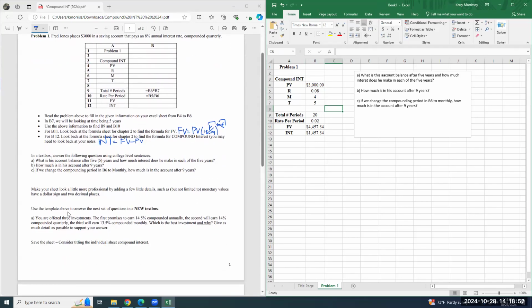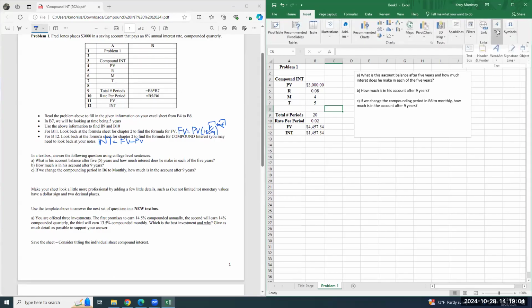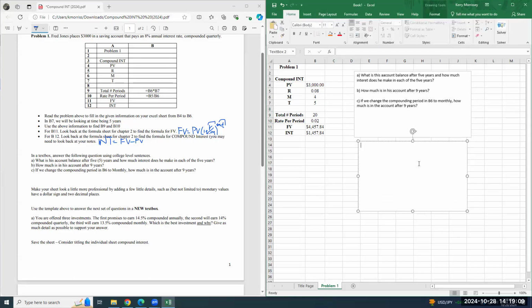Now it says, use the template above to answer the next set of questions in a new text box. So let's insert a new text box here. And it just tells us you are offered 3 investments. The first promises to earn 14.5% compounded annually. The second will earn 14% compounded quarterly, and the third will earn 13.5% compounded monthly. Which is the best investment and why? Give as much detail as possible to support your answer.